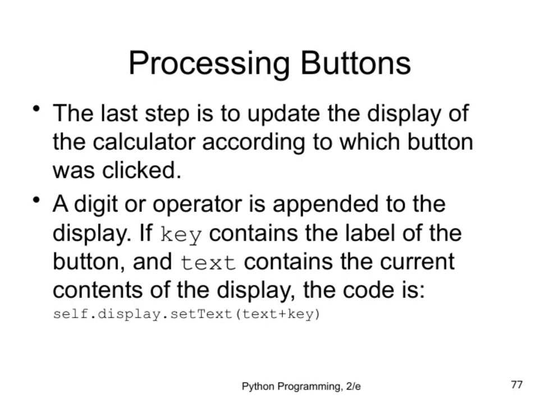If the button has a label, which is stored in the variable key, and the current display is stored in text, then the code to update the display is simply self.display.set_text(text + key). This line takes the current display, adds the new input, and updates what the user sees.